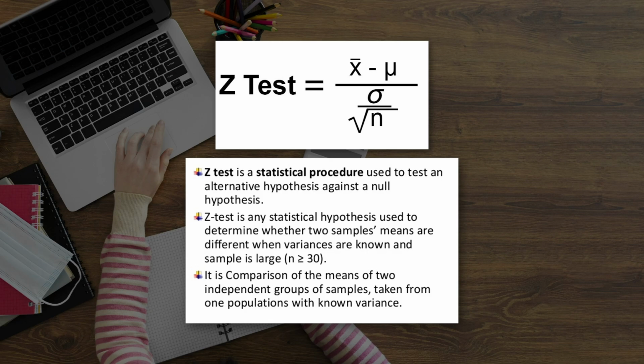The Z test is any statistical hypothesis test used to determine whether two sample means are different when variances are known and the sample size is large. So if n is greater than or equal to 30, then only can we go for the Z test. It is a comparison of the means of two independent groups of samples taken from one population with known variance.